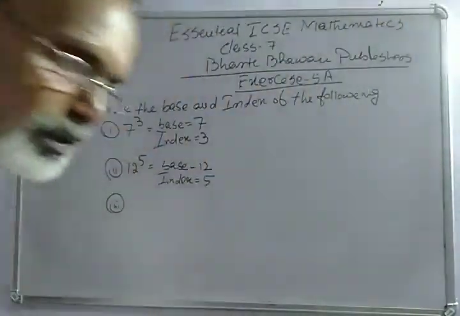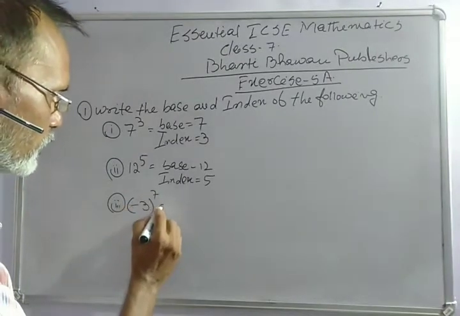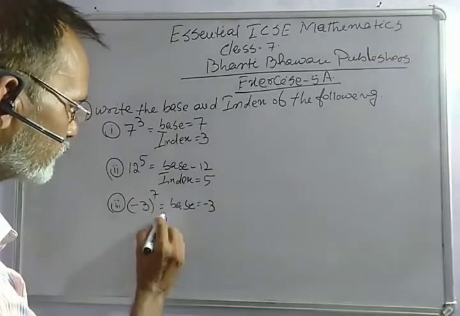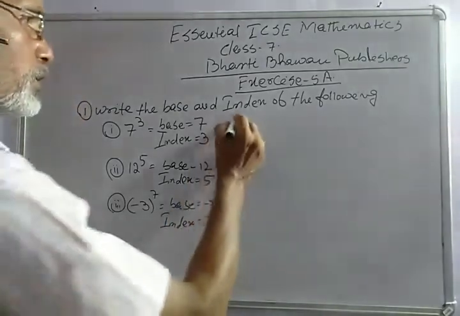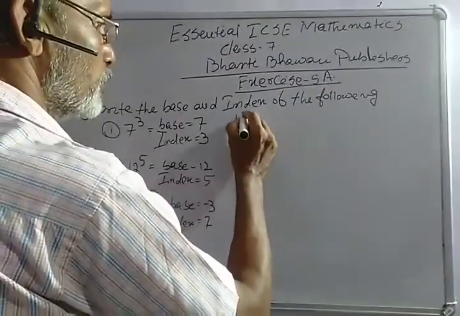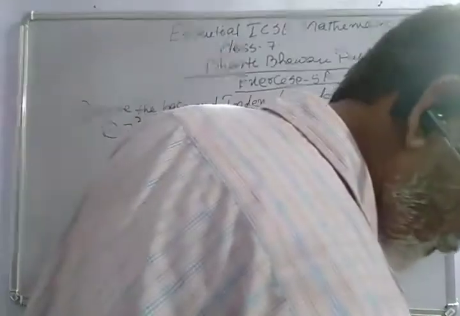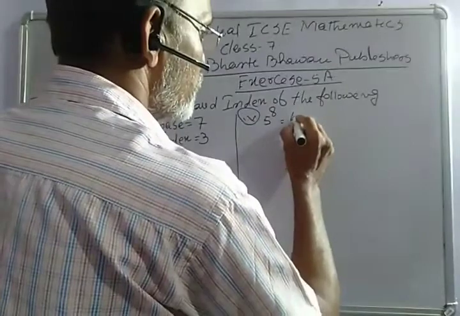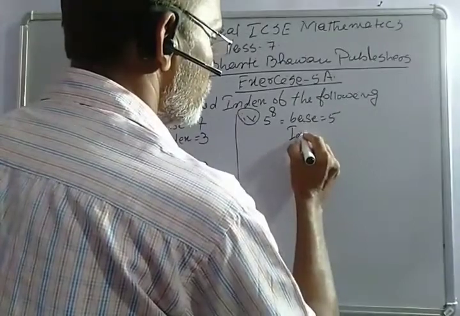Number 3, minus 3 to the power 7. Base is equal to minus 3. Index is equal to 7. Then the next one, number 4, 5 to the power 8. Here base is equal to 5. Index is equal to 8.